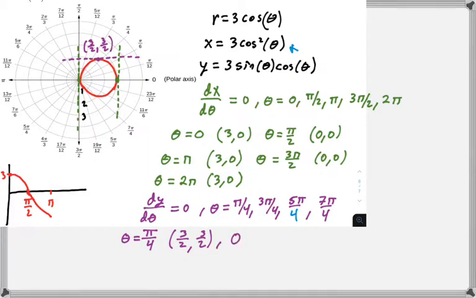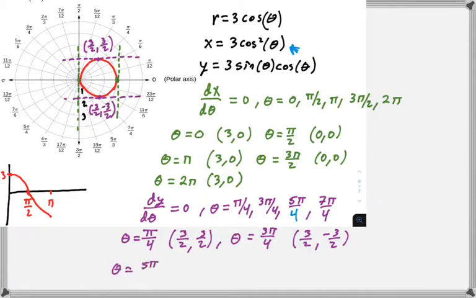Okay, let's try the next theta, which is going to be 3 pi over 4. Cosine of 3 pi over 4 is going to be negative root 2 over 2. Square it and it becomes 1/2 times 3, which is 3 over 2. Now plug that in. You're going to have negative root 2 over 2 times positive root 2 over 2, which is going to be negative 1/2 times 3, so negative 3 over 2. So it gives us the point (3/2, -3/2) for a horizontal tangent.